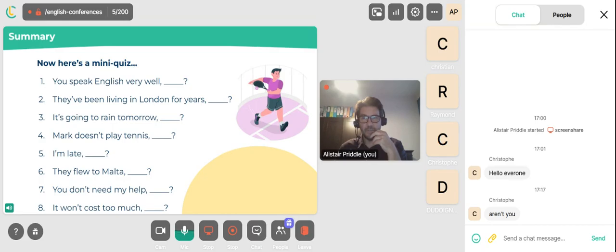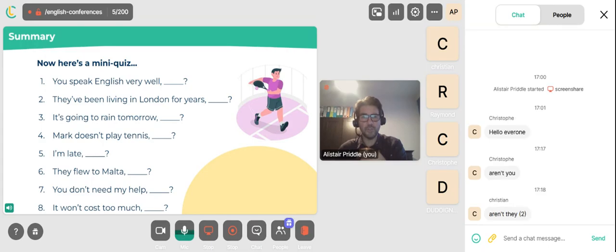So number 1, you speak English very well. Number 2, they've been in London for years. Number 3, it's going to rain tomorrow. Number 4, Mark doesn't play tennis. Number 5, I'm late. Number 6, they flew to Malta. Number 7, you don't need my help. Number 8, it won't cost too much.